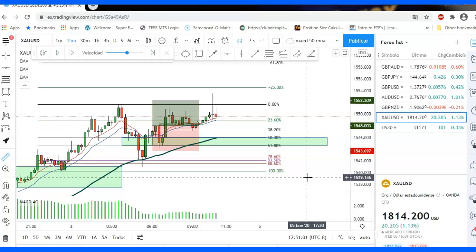So it is possible to trade this. It's a win. It's a win strategy.